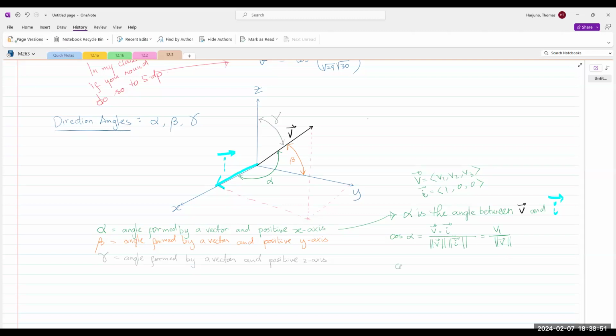Notice that if I go on further, cosine beta will be phi dot j using the same idea, right? I represent the positive y-axis by unit factor j, and use the formula we have above. That will give us phi 2 over magnitude of factor v. Likewise, cosine gamma is factor v dot unit factor k over the magnitude of factor v times the magnitude of factor k, which is phi 3 over magnitude of factor v.